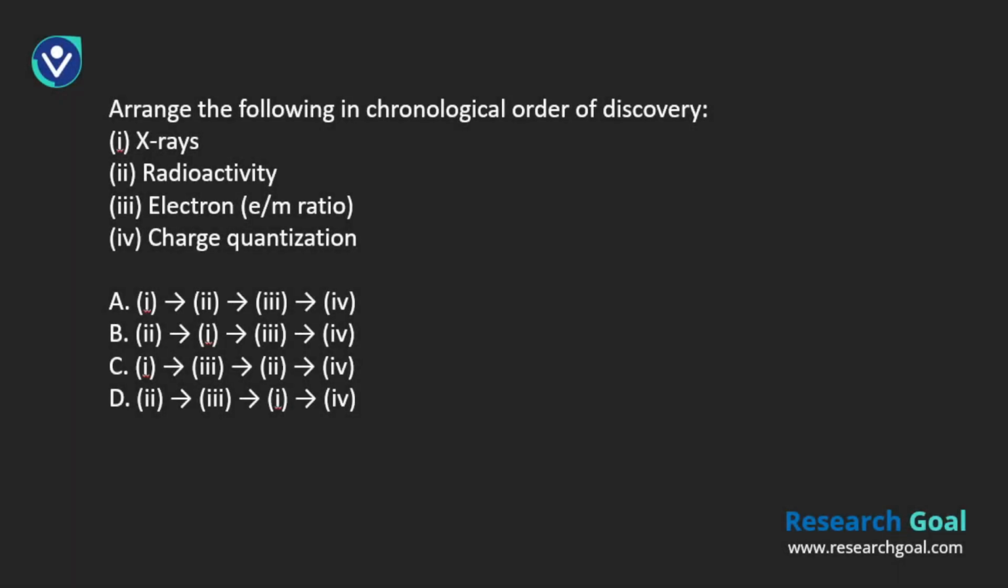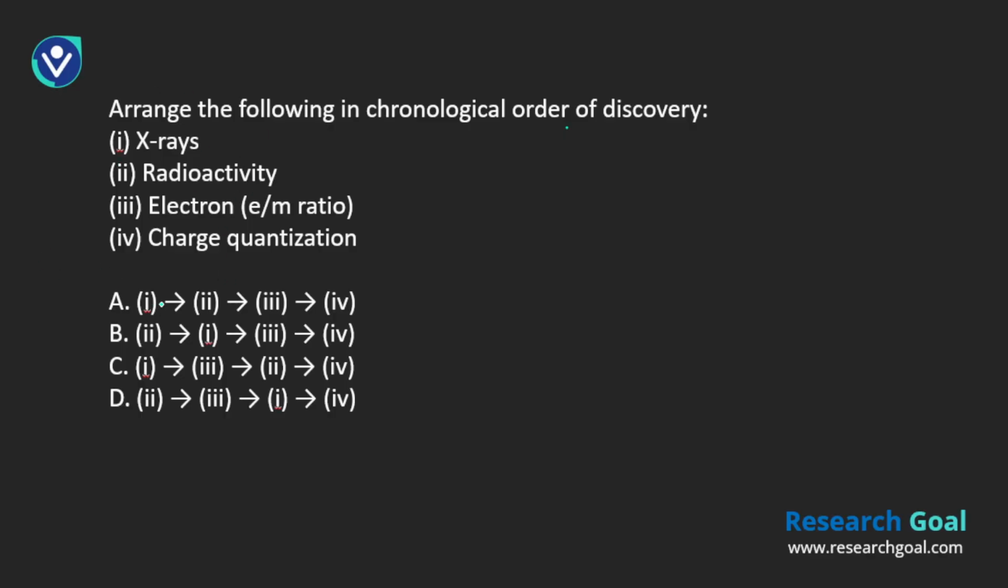All right, moving to the next MCQ. Arrange the following in chronological order of discovery. You need to see the chronological order of these discoveries. 1, X-rays. 2nd, radioactivity. Then electron, the e upon m ratio, charge upon mass ratio. Charge quantization. So you need to remember the year of each discovery, and we'll also discuss that, but hopefully you'll remember it.